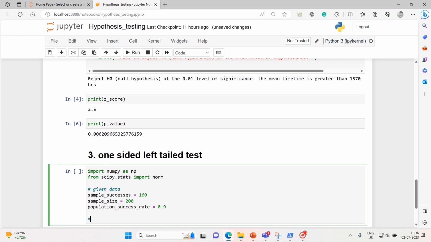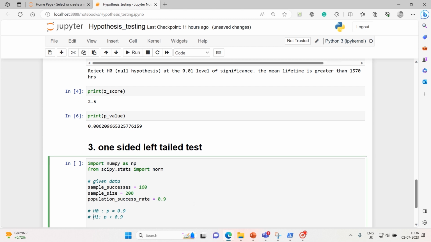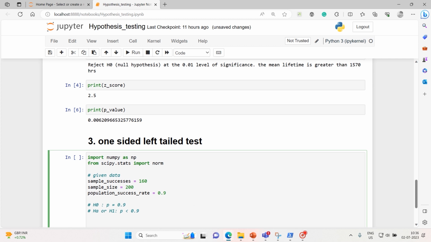So our null hypothesis H0 is p equal to 0.9. This we take as a proportion. On the other side, H1 is p less than 0.9. So these are our null and alternate hypotheses, Ha and H naught. Okay, let's move ahead.